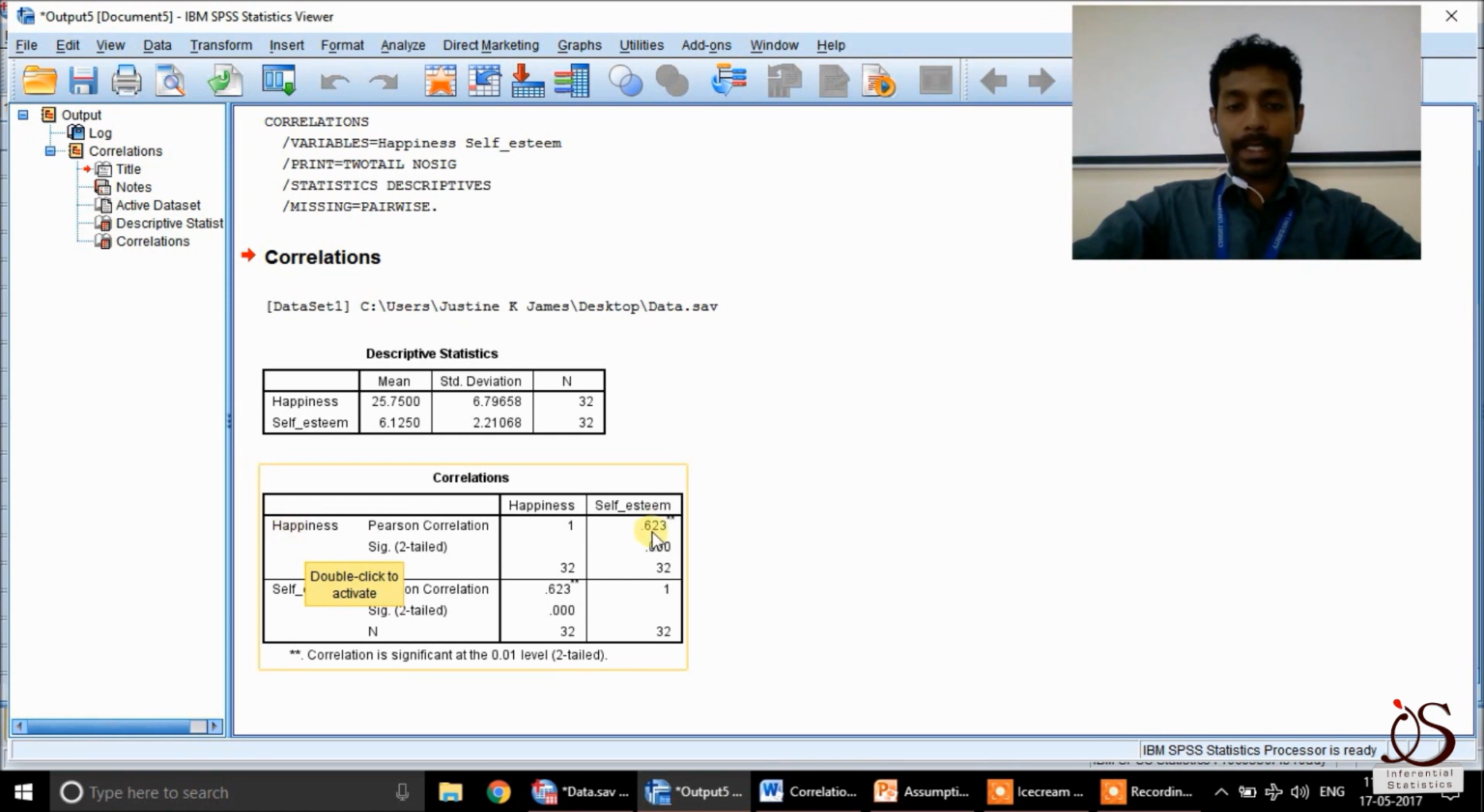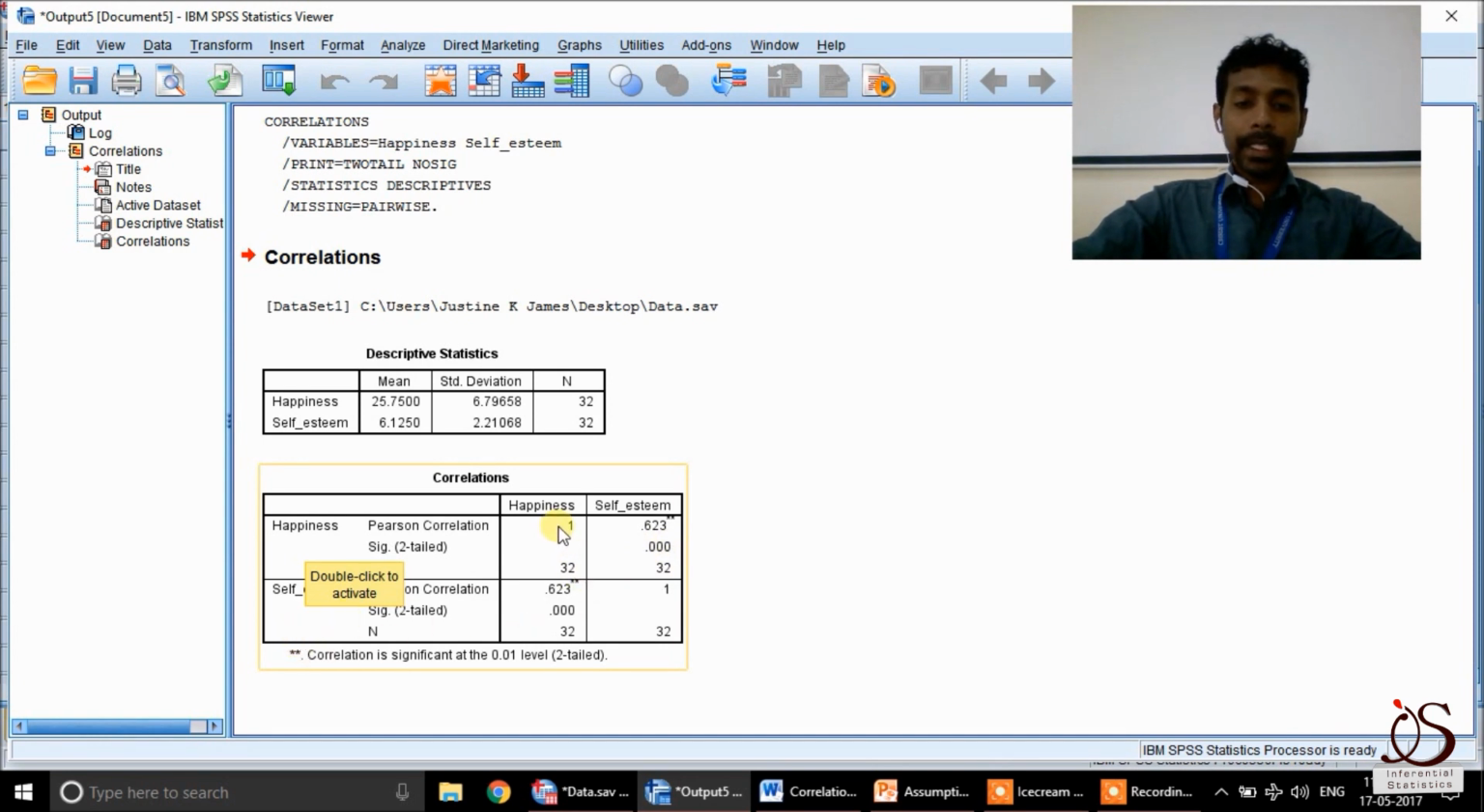So look at this value, 0.623, which is a positive correlation. We will find 2 asterisks here that indicate it's a significant correlation. It can also be interpreted from the significance value below it. This is the significance value for the 2-tailed test, 0.000, which indicates less than 0.01. So I may conclude that this correlation between happiness and self-esteem is significant and a very strong positive one.